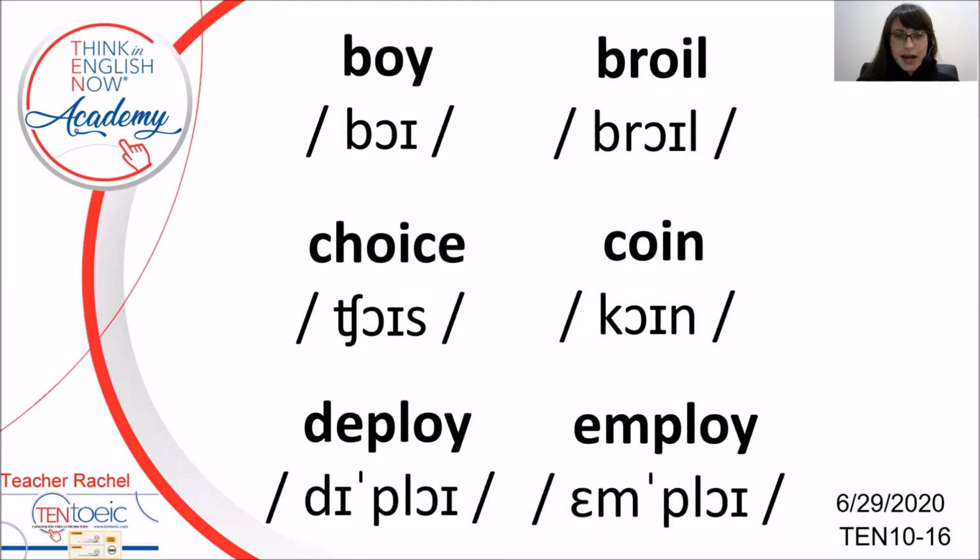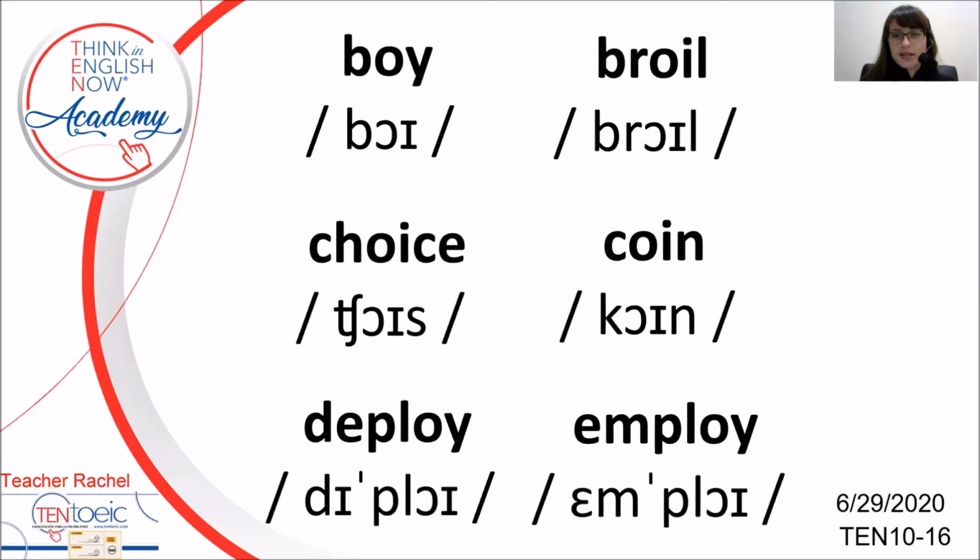Broil. This is an action. This is what you do in the oven when you're cooking. You put something in the oven and then on top, it's very hot and then it cooks the top. That's called broil. Maybe if something has cheese on it, it makes the cheese dark and crunchy. That's broil.